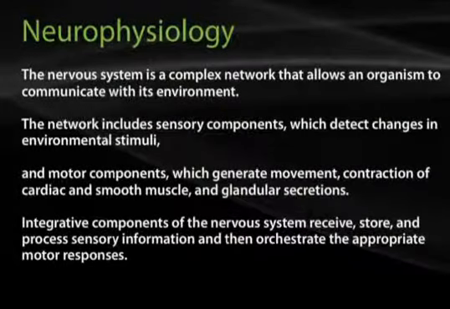The nervous system is a complex network that allows an organism to communicate with its environment. The network includes sensory components, which detect changes in environmental stimuli, and motor components, which generate movement, contraction of cardiac and smooth muscle, and glandular secretions. Integrative components of the nervous system receive, store, and process sensory information, and then orchestrate the appropriate motor responses.